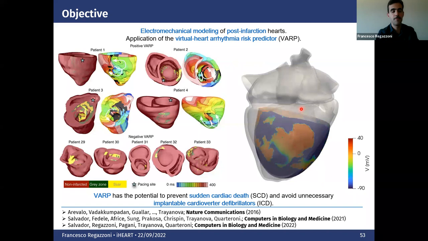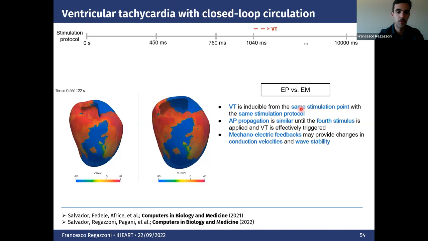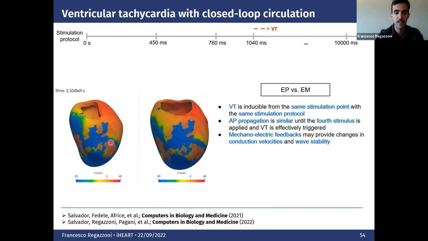Similar to this is the virtual heart arrhythmia risk predictor, the VARP protocol that was developed at Johns Hopkins University in the group of Professor Trayanova, with which we are collaborating. In particular, we are collaborating with them for an extension of this protocol to account also for the deformation of the heart. Because this protocol accounts for a heart that is fixed, that is not moving. Instead, we are studying the effects of the motion of the heart in this ventricular tachycardia. And we have shown that indeed the motion of the heart can be able to stop or even to trigger a ventricular tachycardia. So it is crucial to account also for this.